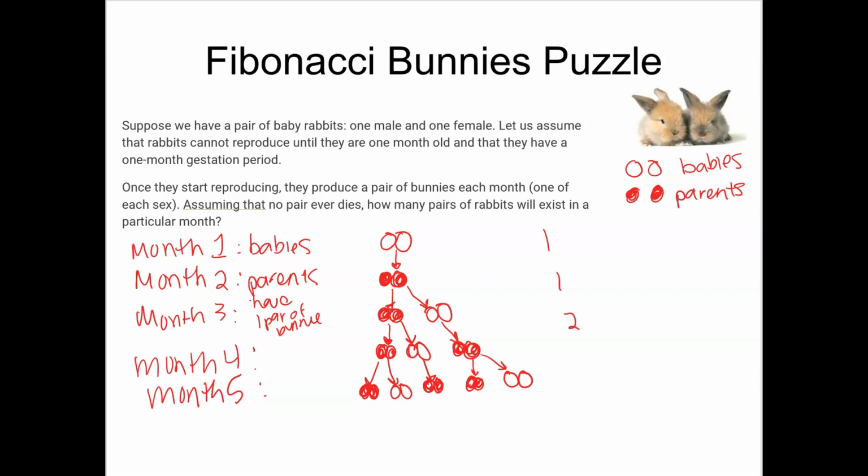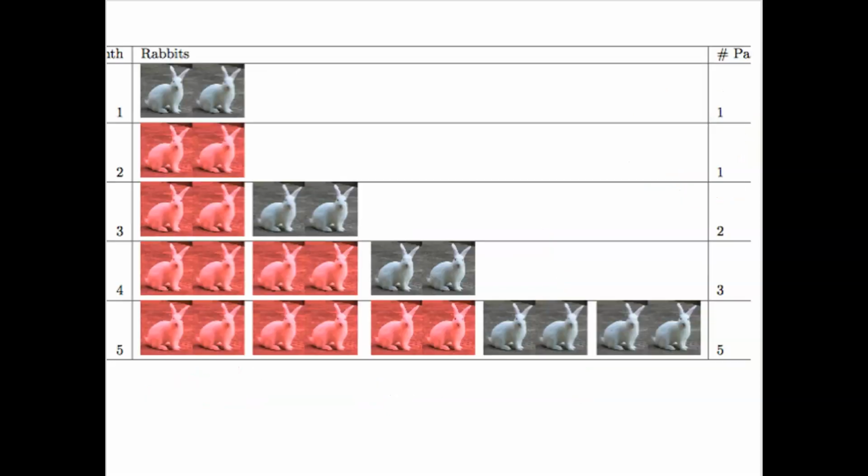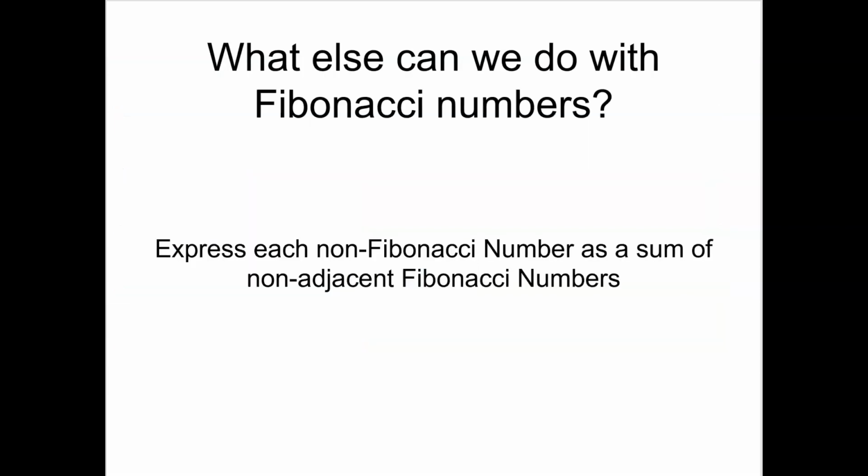Let's look at this. 1, 1, 2, 3, 5. We can make the Fibonacci continue. We can make predictions. Here's another image of this if it helps you to look at the images as well, and this comes from your textbook. So we're going to pause here, and when we come back, we're going to continue to ask what else we can do with Fibonacci numbers.